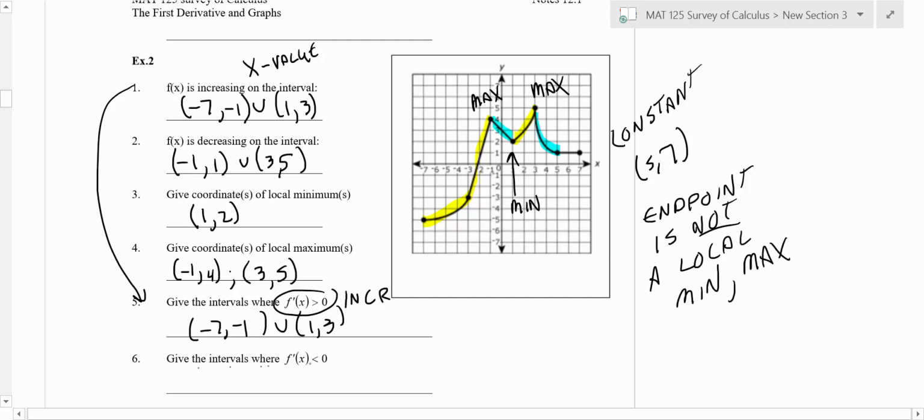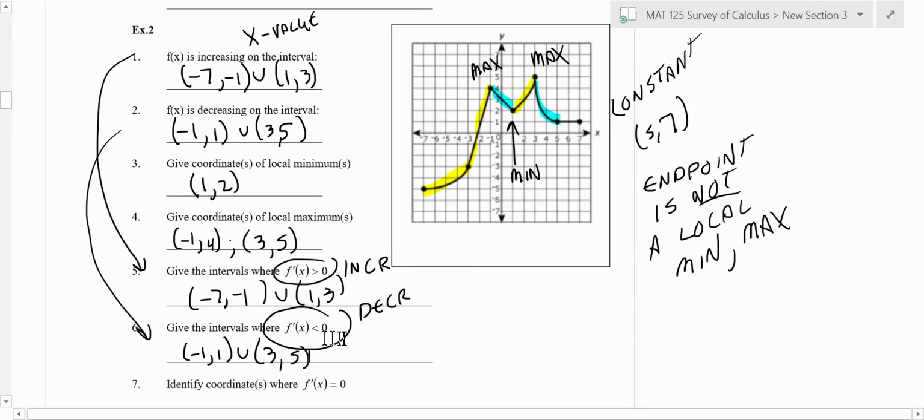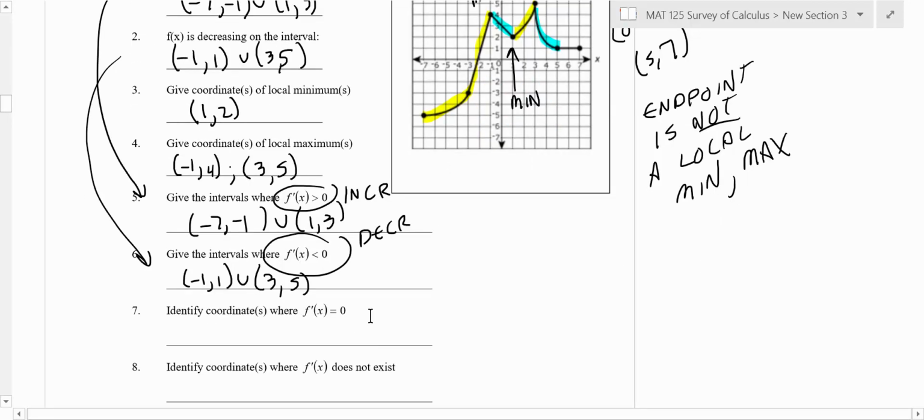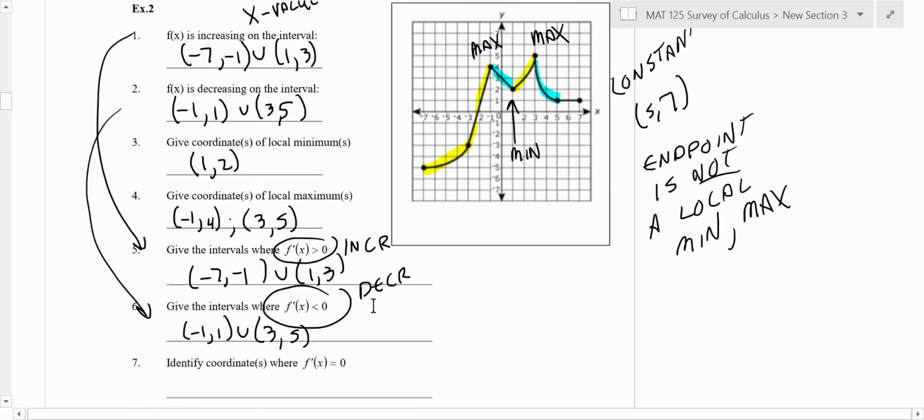Okay, what does problem number 6 really say? Decreasing. Where are we decreasing? That would be the same as problem number 2. So we got (-1, 1), (3, 5), like that. All right, now let's find every place where the derivative is 0.